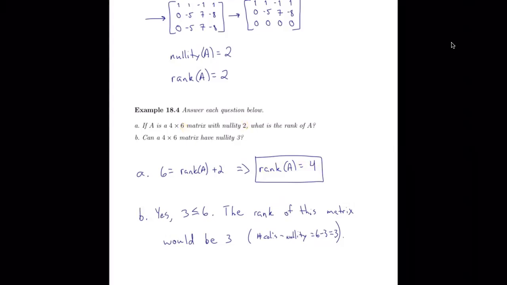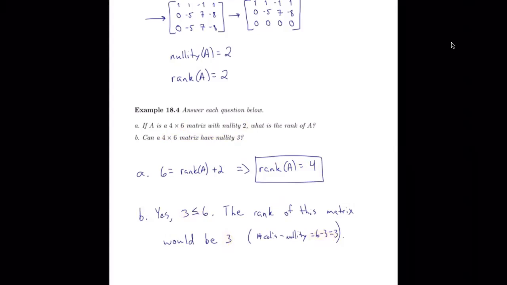6 from 2. Okay, can a 4 by 6 matrix have nullity 3? Well, absolutely. Yeah, a 4 by 6 matrix can have nullity 3. Since 3 is less than or equal to 6, it could have nullity up to 6. Okay, so that's just fine. If the nullity is 3, then the rank is 3. Right? 6 minus 3 is 3. So sure, that's fine.